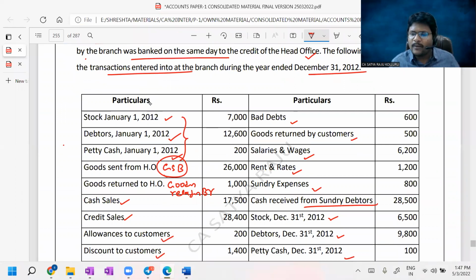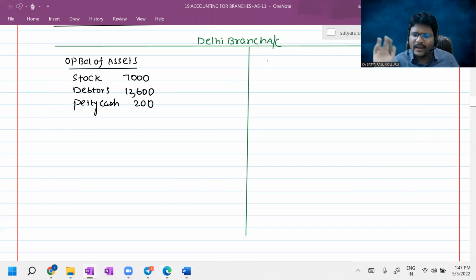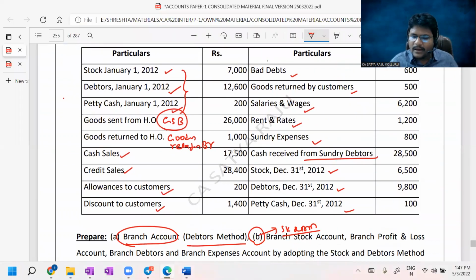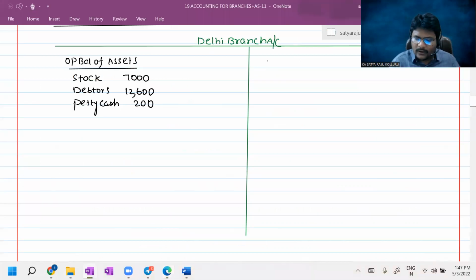Is there any opening liabilities given? Nothing is given. You can ignore. Opening balance of assets and liabilities over. Coming to step number 2, closing balance of assets and liabilities. There are only assets; there are no closing liabilities as well. So you can write here the closing balance of assets. Assets: balance brought down for opening balance, and for closing balance, balance carried down.